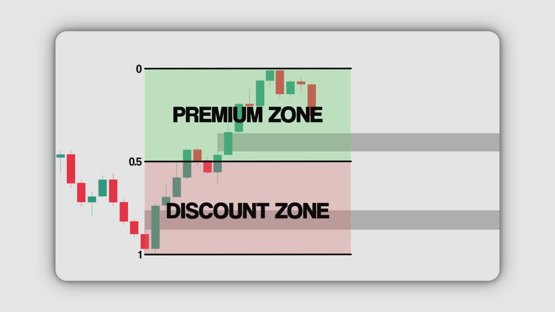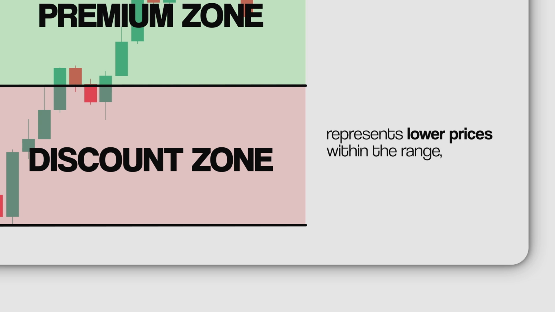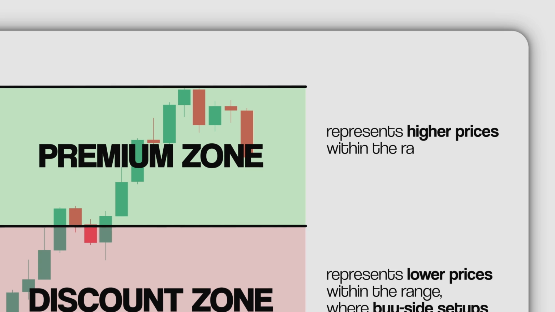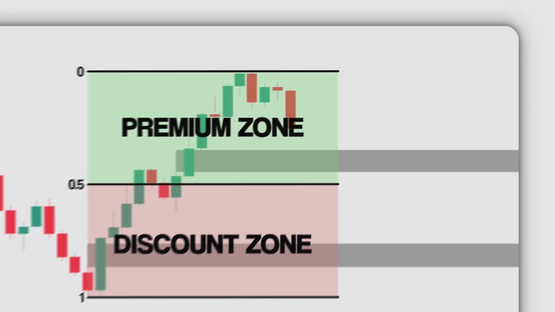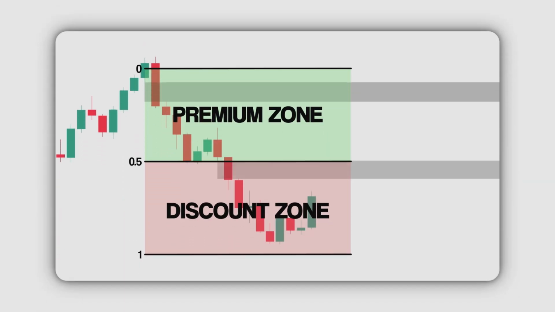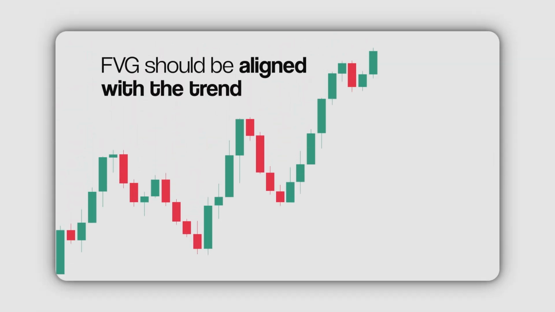The logic is simple. The discount zone represents lower prices within the range, where buy-side setups make the most sense. The premium zone represents higher prices within the range, where sell-side setups make the most sense. That's why we trade bullish fair value gaps only in the discount zone and bearish fair value gaps only in the premium zone.